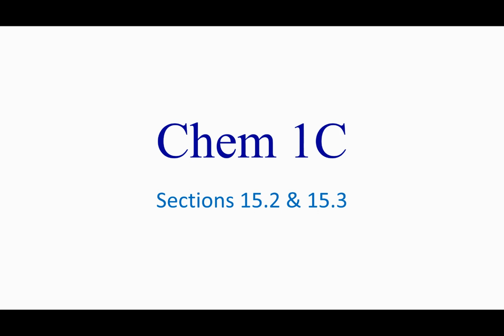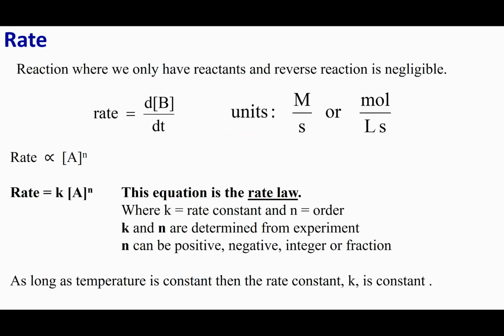All right, gentle people, let's go ahead and cover sections 15.2 and 15.3. So last we were talking about rate. And so what we want to talk about is how fast a process is occurring and what are the factors that impact that rate. And so we're going to still stick in with this simple reaction, A going to B, where A is my reactants and B is my products.